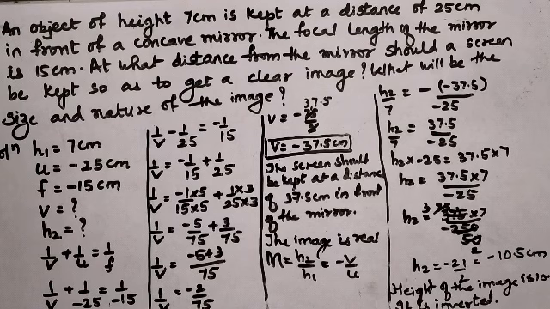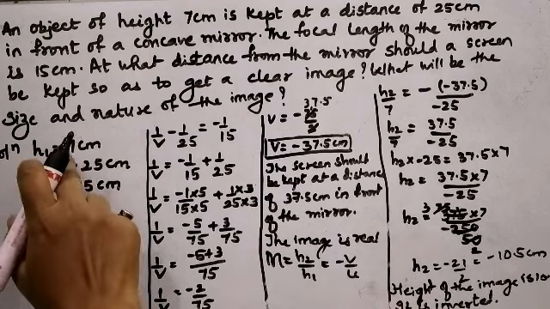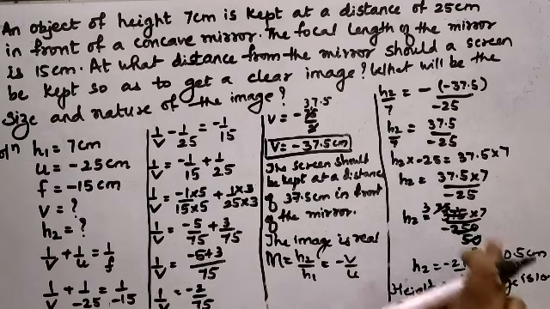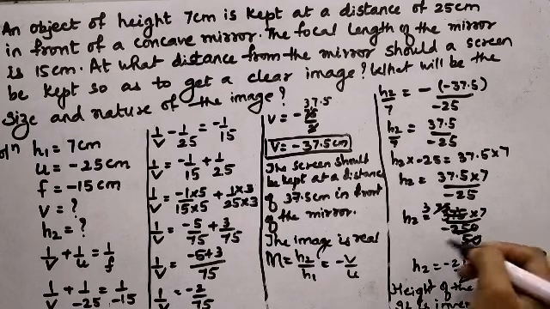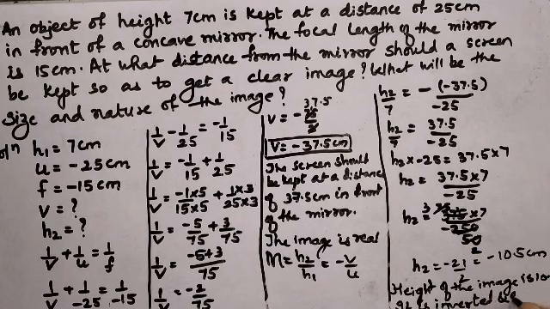And we can also write whether the image is diminished or enlarged or it is of the same size. Height of the object is 7 centimeters. Height of the image is 10.5 centimeters. Which means that image size is bigger than the object size. So you can write enlarged also.